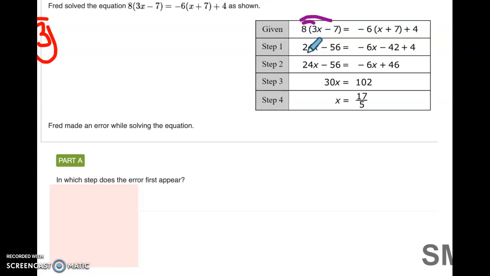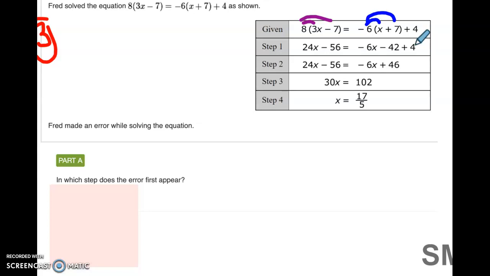Now we go to the right-hand side of the equal sign. We need to distribute this negative 6 to both terms inside the parentheses. So negative 6 times x is negative 6x. Negative 6 times 7 is negative 42. And then we need to bring down the 4 because it doesn't just go away. We don't distribute that negative 6 to it, but it doesn't just go away. So still on line 1, we're still all good.